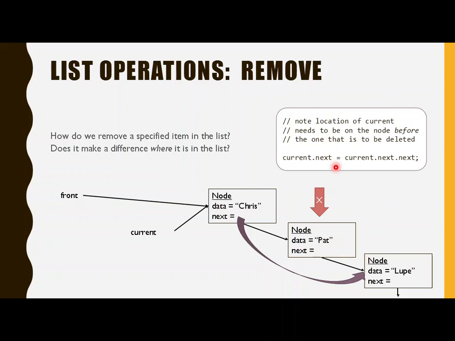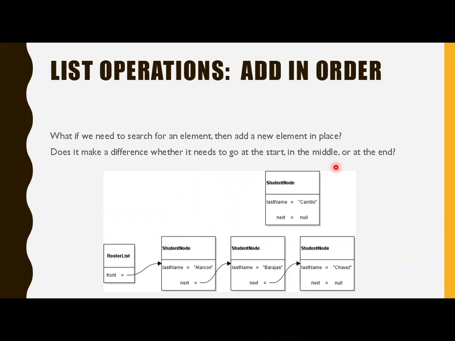Okay, a couple more operations real quickly. How about add in order? If I want to add this student and I want the student last name of Carrillo to go between Barajas and Chavez, let's say that I'm trying to keep these sorted by last name, I think that by now hopefully you've got the idea of what you need to do. You have a thing called new node that's going to point to this. You need to get current pointing to here, right? What do you have to do next then?